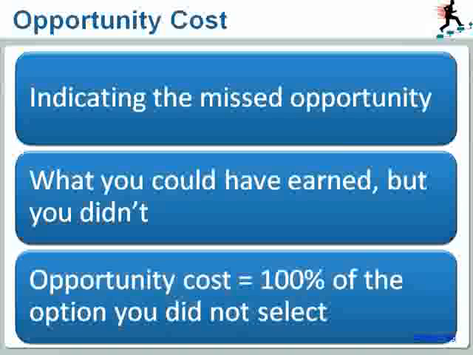Now, don't make the mistake and subtract the $5 that you would have paid for the chair. No. The opportunity cost is always 100% of the opportunity that you did not select. So your lost opportunity here is $10,000 and not $10,000 minus the $5 that you would have paid for the chair.